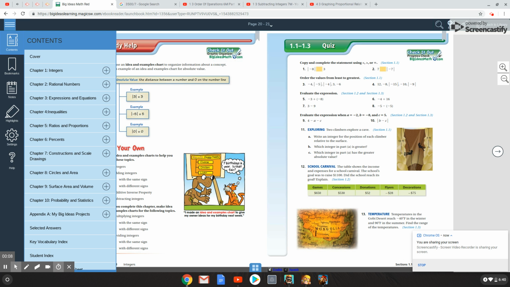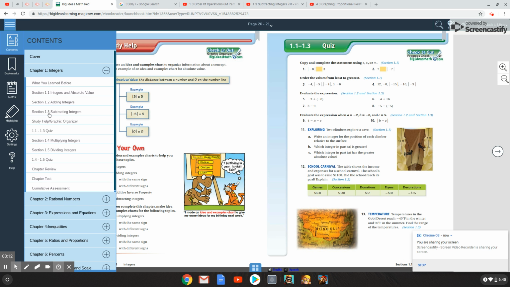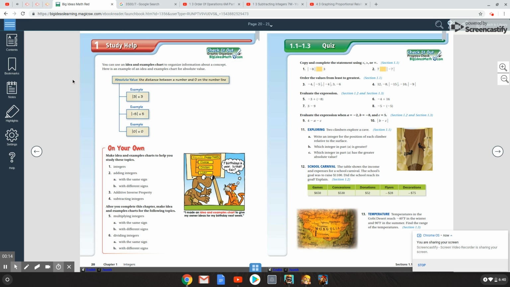We are still on lesson 1, integers, and we are doing the 1.1 through 1.3 quiz. So this is a practice quiz. Keep that in mind. And this study help on the side, you can do this if you want to. You don't have to. If you do, you're just getting yourself ready better for the test. So, let's get started with our practice quiz.